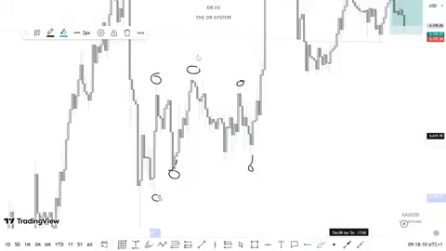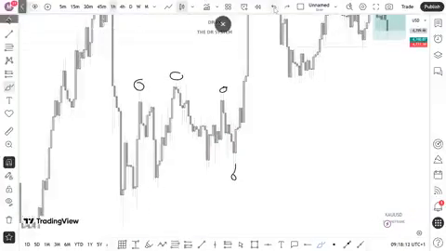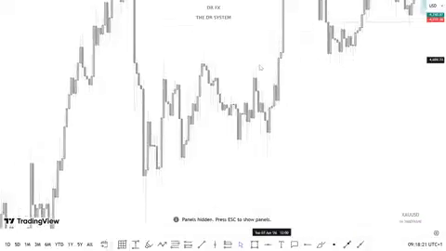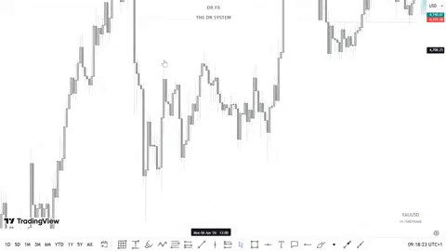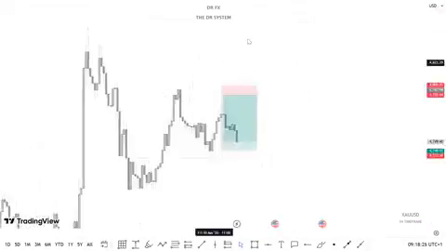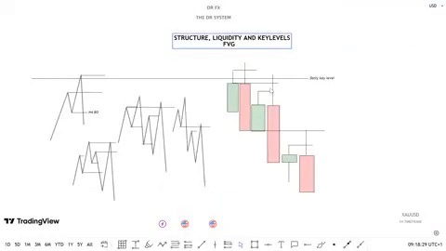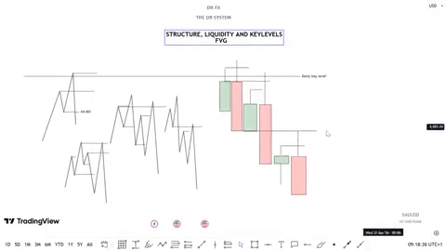Now the difference is that there is external and internal liquidity. We have so many things to talk about today. Liquidity is of two types: the internal range liquidity and the external range liquidity. The internal range liquidity are the ones we use for entry, and the external range liquidity are the ones we use for target. So we are targeting external liquidity all the time, and we are using internal liquidity for entry.